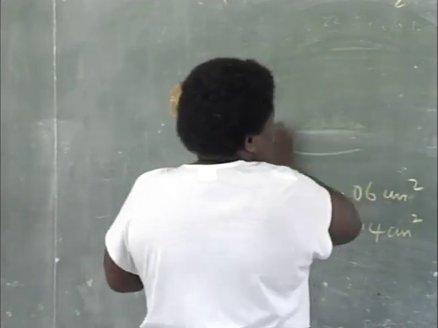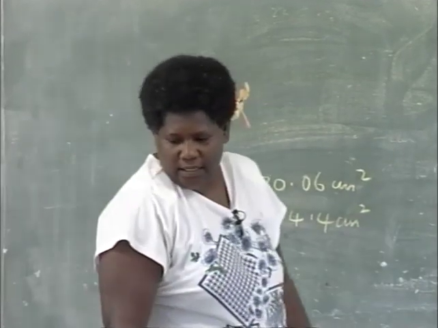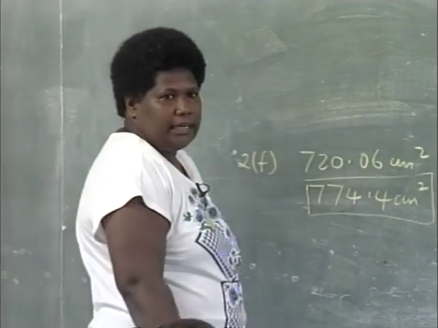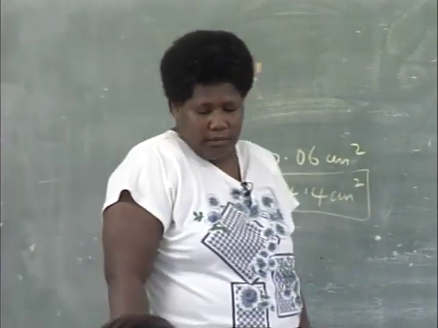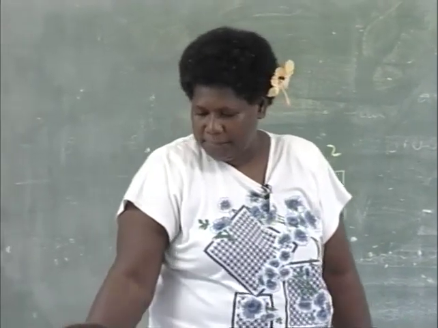Do you want us to do this one? Okay, it's very similar to letter E, except that the radius for this one is, what's the radius? 7. Unless you've used a different one. You do exactly the same. You have to find the slant height because the perpendicular height is 20. So the actual correct answer is 774.4 square centimeters. I'd like you to do this for yourself because I've done 2E, which is very similar to 2F. They're the same type of figure.